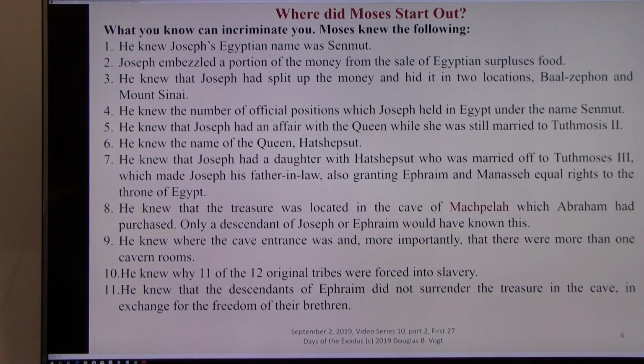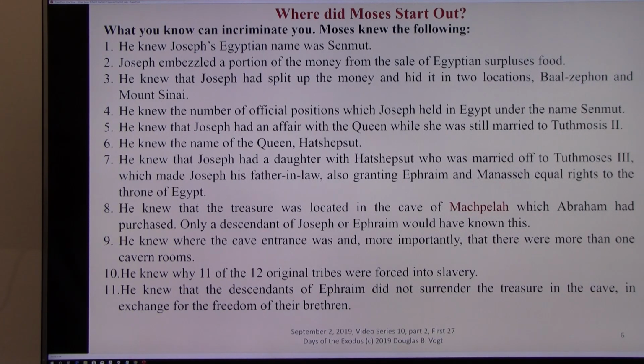He knew that the treasure was located in the cave of Machpelah, which Abraham had purchased. Only a descendant of Joseph or Ephraim would have known this. He knew where the cave entrance was, and more importantly, that there was more than one cavern room. He knew why 11 of the 12 original tribes were forced into slavery.